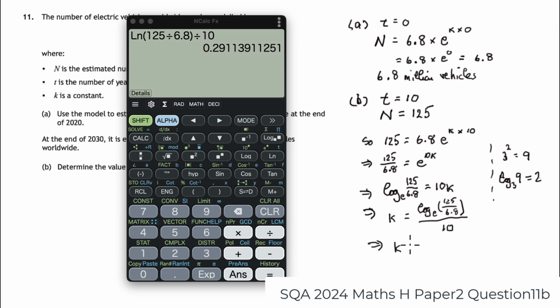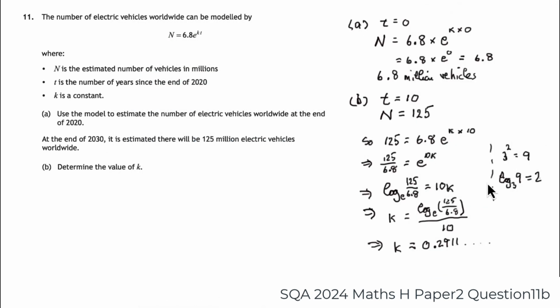So k is equal to 0.2911 and so on. Now let's have a look to see if they want a certain accuracy. No, they don't. So let's just approximate that to 2 decimal places. So 0.29. That's to 2 decimal places.